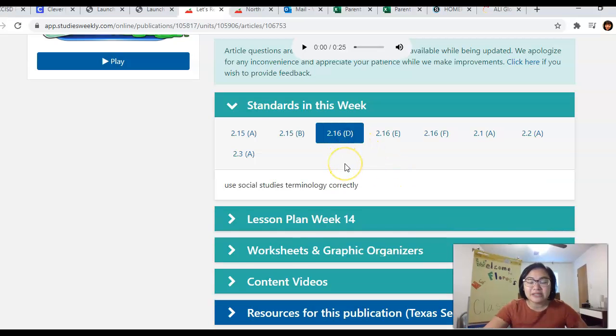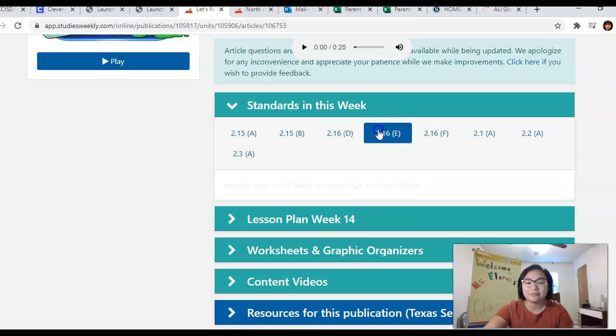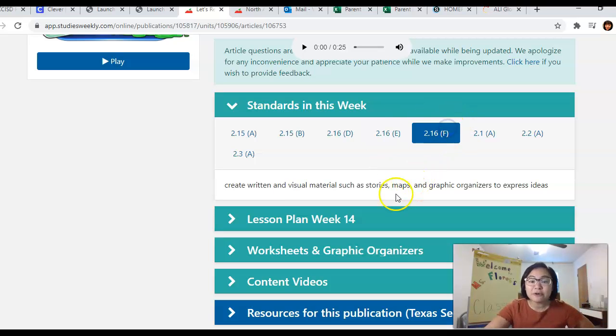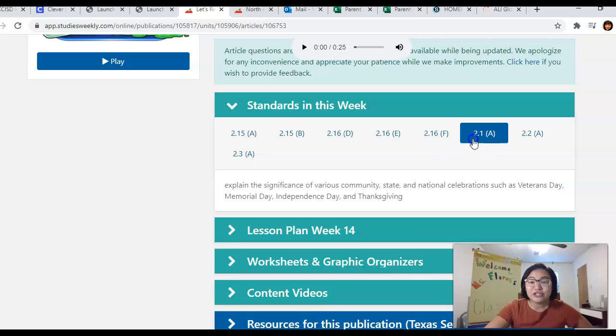All right, 2.16d, we're going to be using social studies terminology. We're going to be using special social studies vocabulary. 2.16e, we're going to have to think about ideas based on the things that you've experienced and things that we're learning in our social studies lesson. 2.16f, you might have to draw some pictures of a map and others in your assignment for today. 2.1a, explain the significance of holidays, such as Veterans Day, which we just had this past week, and Thanksgiving, which is coming up next week.